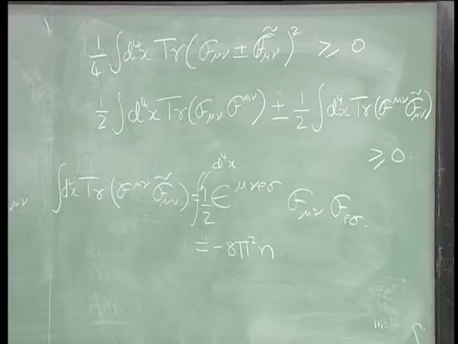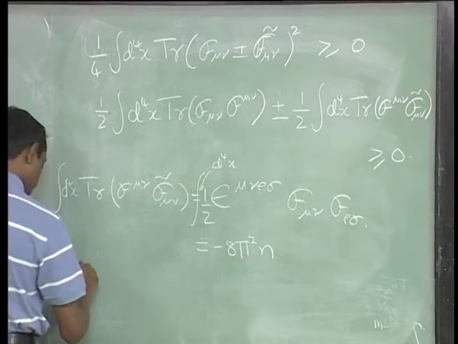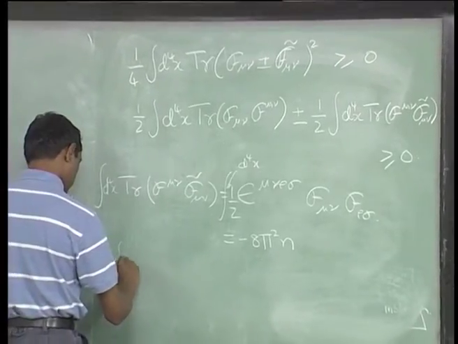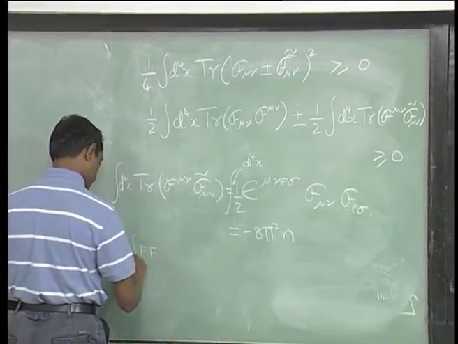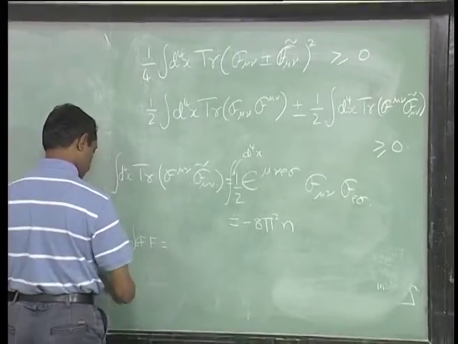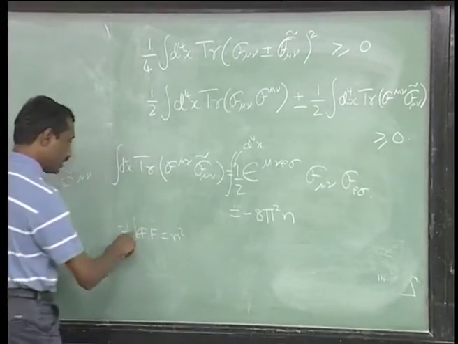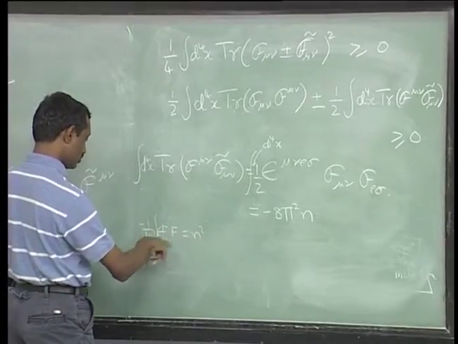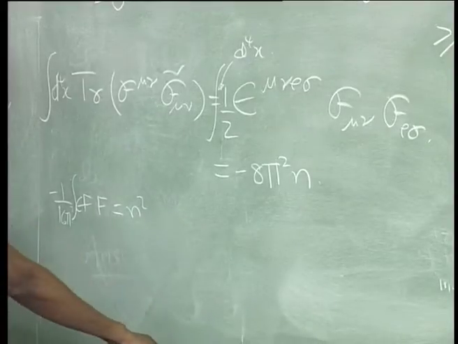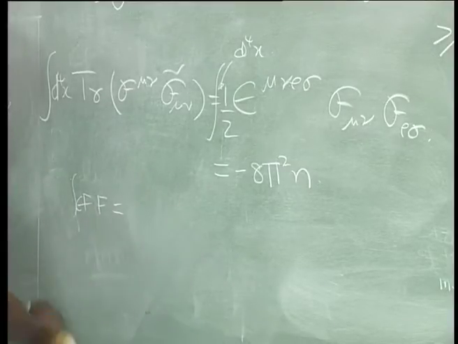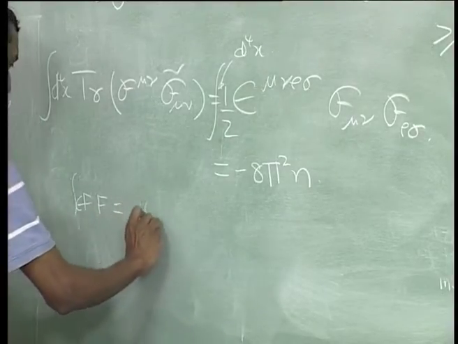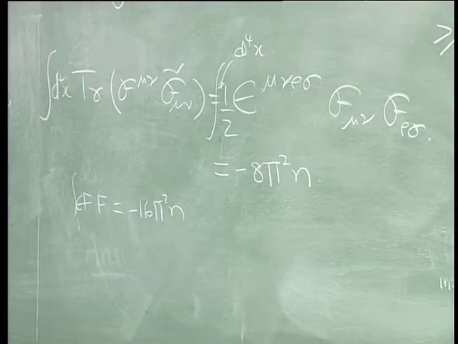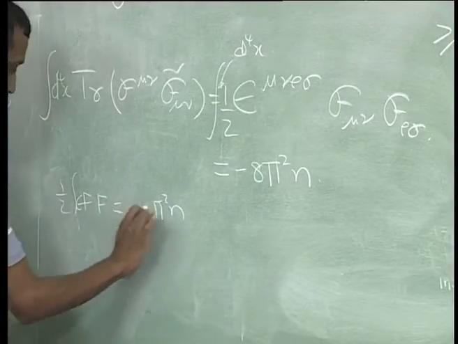It goes to 32. Wait, so what did we show? We showed that the integral 1 by 16 pi square F epsilon F, minus of that, was equal to n. So integral epsilon F F by 2, how? So this is equal to integral epsilon F F equal to minus 16 pi square n, okay. Half of that is 8.